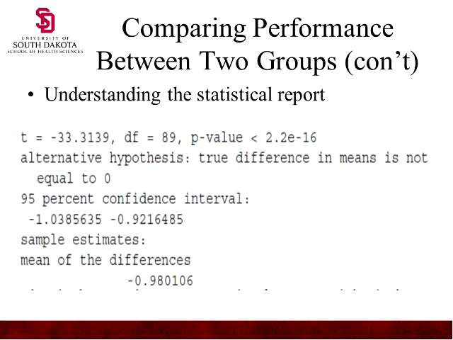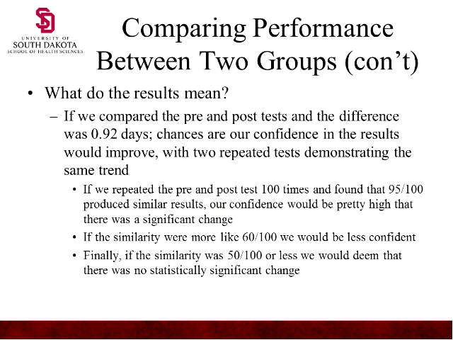Now, comparing performance between two groups, you have to understand the statistical report. You get this kind of gobbledygook out of here, and you see all these numbers. There's t equals this. There's a p-value, which we'll talk about in a bit. And then we look at differences. We'll look at the p-value, which is going to be important. We'll look at the confidence intervals between what two levels, if you will. And we'll talk about the means of the differences. So we'll talk about all of this in just a minute in the following slides. But this is what you get out of many of the software packages. Not helpful to the non-statistician.